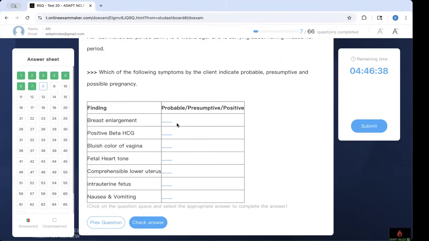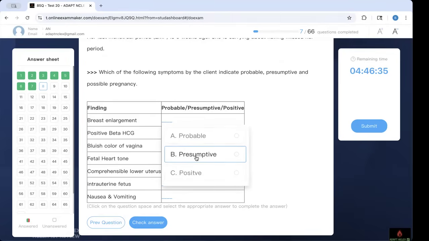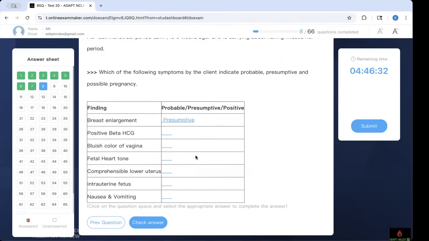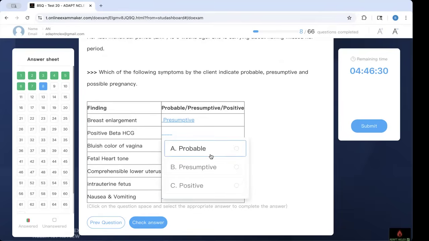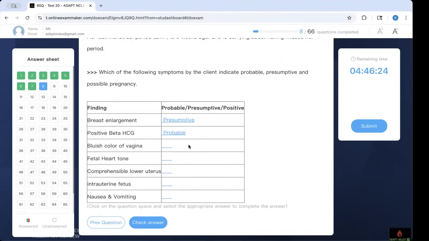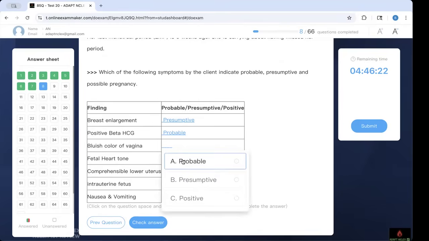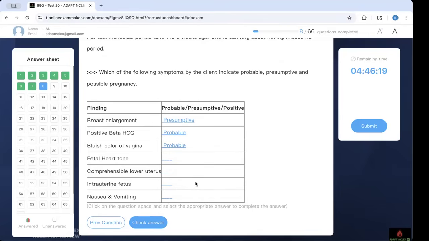What do you think? I can tell you, breast enlargement is a presumptive sign. If you have a positive pregnancy test, that's probable. Bluish discoloration is also probable. If I can hear a fetal heart tone, this is a positive sign of pregnancy. If they can compress the lower uterus, these are our probable signs. And if there's a baby inside you, positive. If you have nausea, this is presumptive.